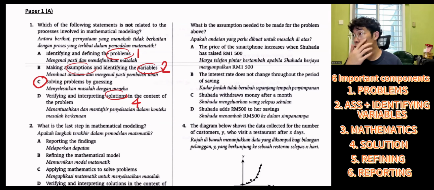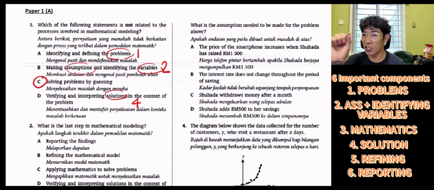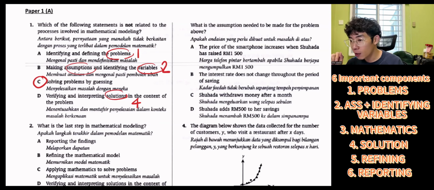So the first thing, I want students to tell me the first step. Just the keyword only. Very good. Problems. The first one is problems. Of course, if you are slightly more detailed, you will say identifying and defining problems. Okay, next. Tell me the second one. I want the keywords only. Why not I tell you the first alphabet. The first alphabet starts with A. Yes, assumption and identifying variable. So you can put assumption and variable.